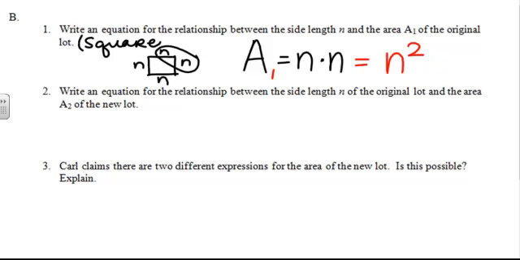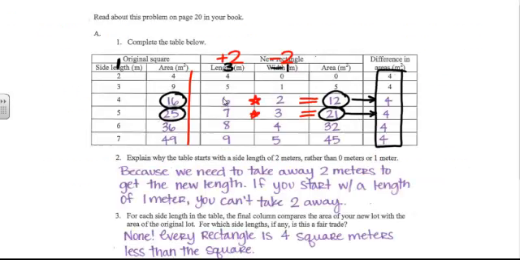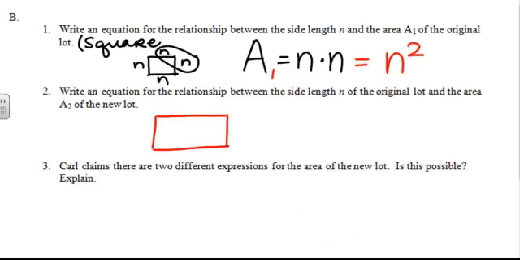Now the next one's a little trickier. We need to write an equation for the relationship between the side length n of the original lot and the area of the new lot. So when we have our new rectangle, we did 2 different things. For the length, remember, we took what we had, the side length, and we added 2 to it. And then for the width, we subtracted 2. So we can write that mathematically as we took our original, the n, and we added 2. And then for our width, we took our original, that n, and we subtracted 2.